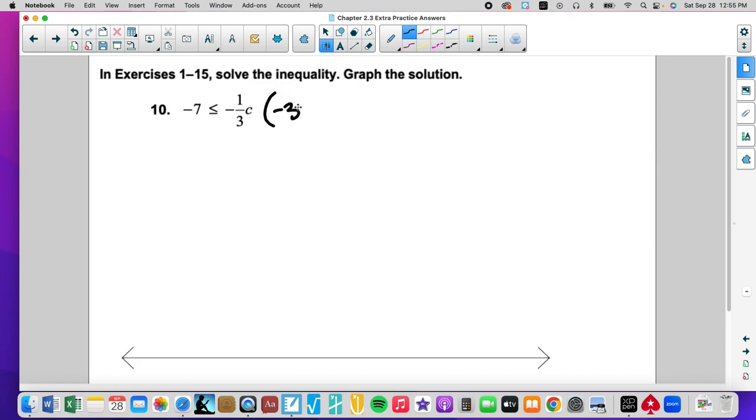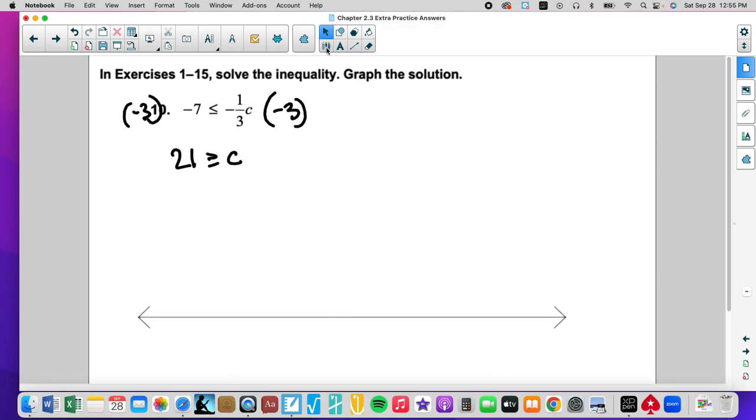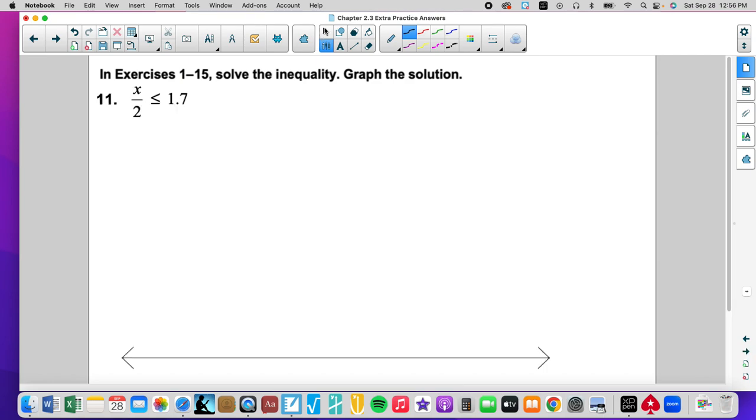-1/3, the reciprocal is -3. A negative times a negative is a positive. I have to flip the inequality because I multiply both sides by a negative, and we get C. So I have 0, I have 21. I'm going to close my circle because it's equal to, and I want to be less than. Yeah, these are really good problems that you want to show that you can be proficient at.